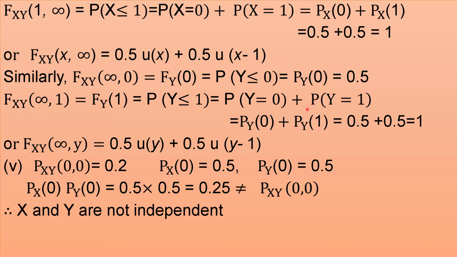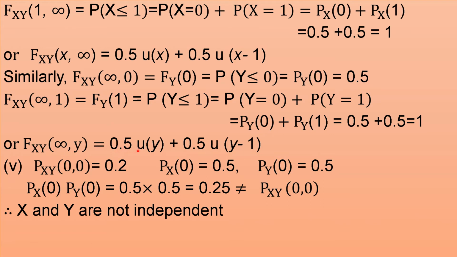So the combination will be 0, 1, 1, 1. Means it is same as py of 1. 0.5 plus 0.5 is 1. And now you can represent this in terms of unit step function. fxy of infinity comma y will be equal to py of 0 is 0.5.